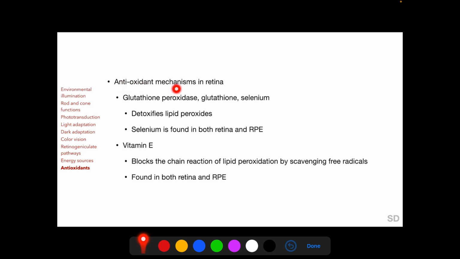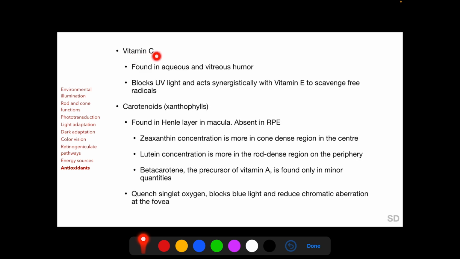Antioxidant mechanisms in the retina include the glutathione peroxidase, glutathione and selenium system, which detoxifies lipid peroxides; vitamin E, which blocks the chain reaction of lipid peroxidation by scavenging free radicals; vitamin C, which blocks UV light and acts synergistically with vitamin E to scavenge free radicals; and carotenoids or xanthophylls, which, as we have discussed in the previous session, are found in Henle's layer in the macula but are absent in the retinal pigment epithelium.